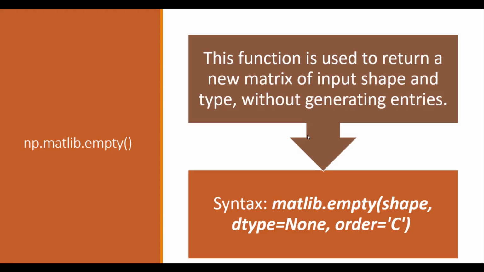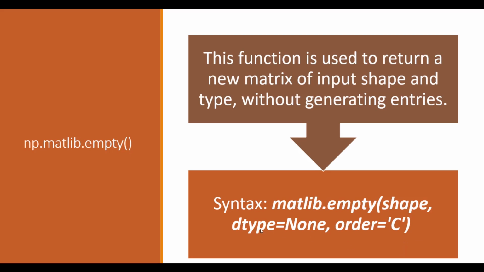The first function is numpy.matlib.empty. This function is used to return a new matrix of the given shape and type without initializing entries. This is the syntax of matlib.empty, and within this function there are three main parameters. The first parameter is shape. This parameter defines the shape of the empty matrix.